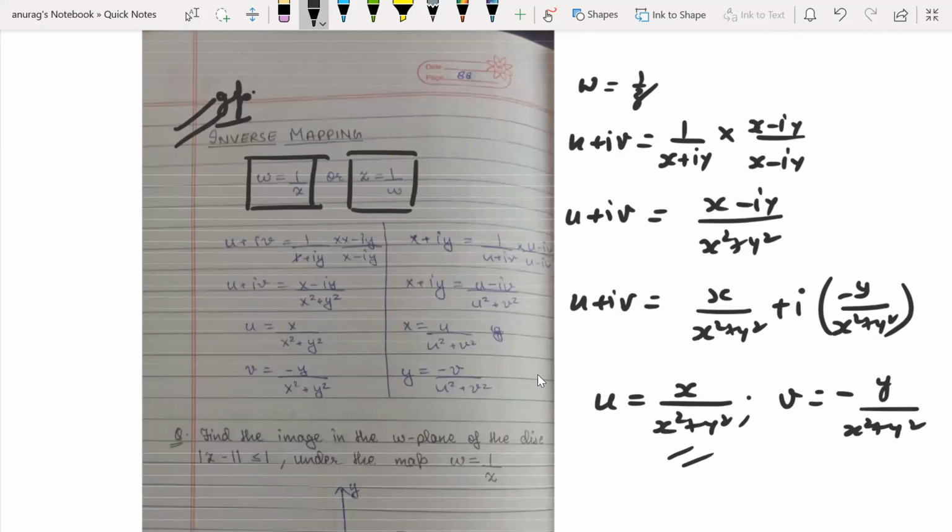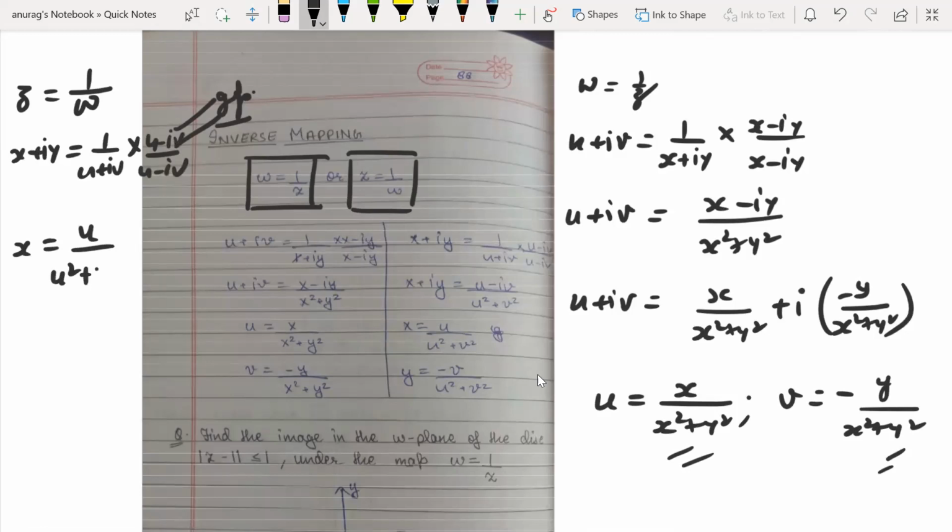So if you know the value of x and y, you can find u and v very easily. Similarly, if you know the value of u and v, you can find the value of x and y also by the same type of method. u plus iv, multiply u minus iv in numerator and denominator. You can see that x equal to u over u square plus v square and y equal to minus v over u square plus v square.